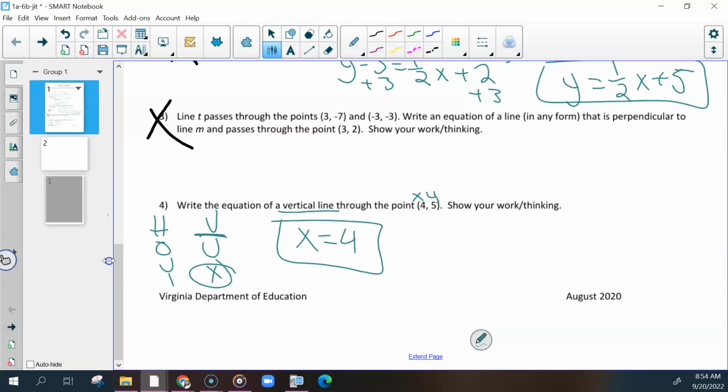Questions on that one? So if we know that horizontal lines have 0 slope and our y equals, and vertical lines have undefined slope and our x equals, this tells us this is using a vertical line, so we're just focusing here. Vertical lines are x equals, so we know that part. And then we look at the point to see which one is x, which would be 4. Other questions on that one?